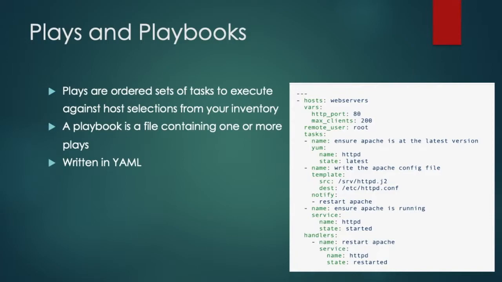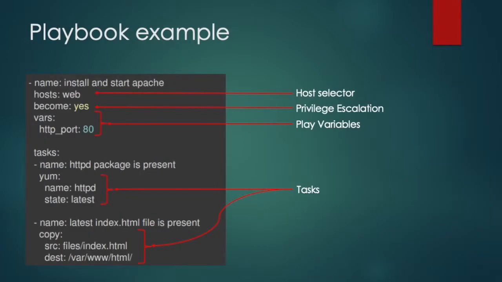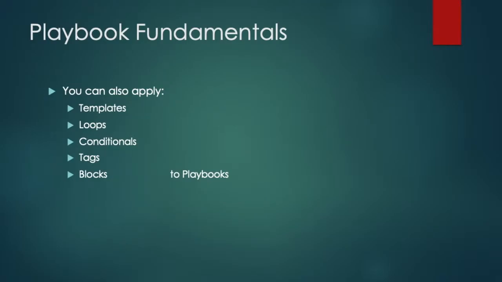This is a little example of a playbook that starts an Apache web server while making sure it is running at the latest version. Here's another example of a playbook, and you can see the different elements that come into writing a play. And this includes things such as a host selector, privilege escalation, variables, and tasks. A playbook can also implement templates, loops, conditionals, tags, and blocks, which we'll go into next.